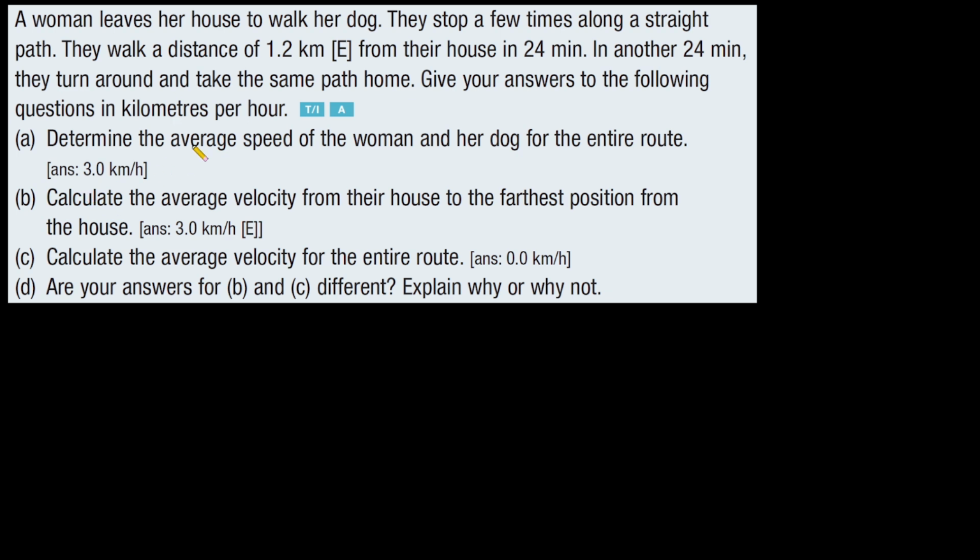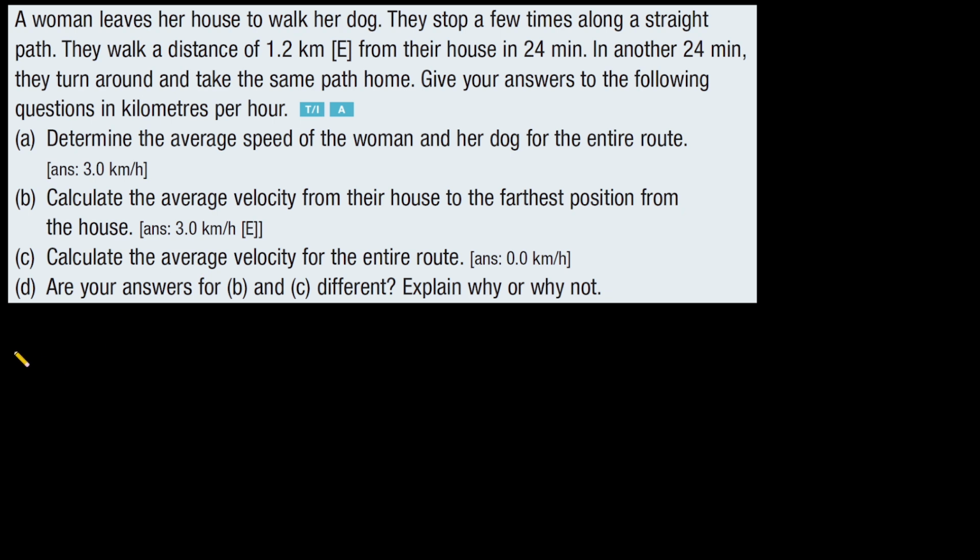Question A. Determine the average speed of the woman and her dog for the entire route. Question B. Calculate the average velocity from the house to the farthest position from the house. Question C. Calculate the average velocity for the entire route. Question D. Are your answers for B and C different? Explain why or why not.